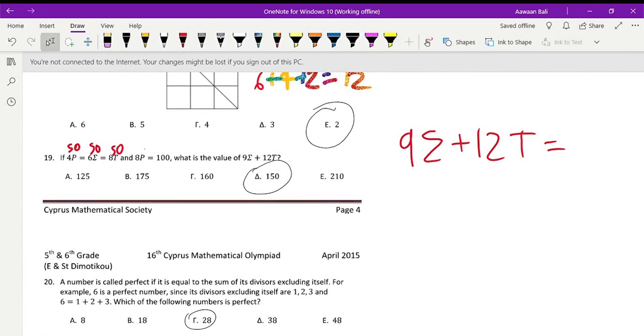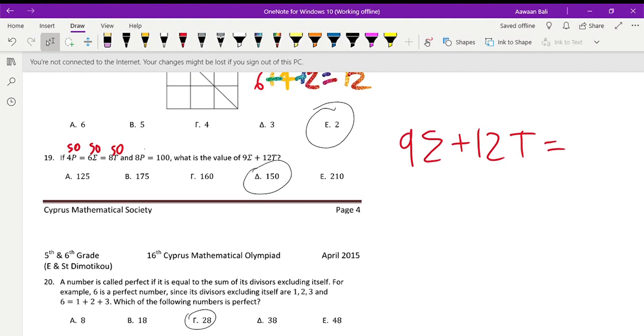What can we use? Since we already know if this is 50 and this is 100 or something like that, then how will we find it? Have you found it yet? Congrats if you have. So 9 sigma.